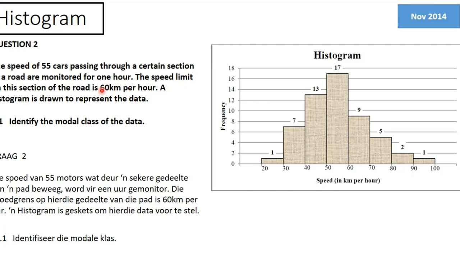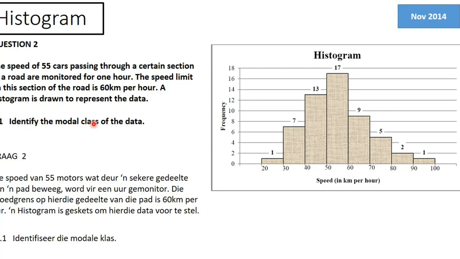This is the speed limit, which probably means that there's going to come a question later on about how many people are going to be getting speed tickets. You know, if there's a camera or a speed cop hiding behind the bushes because they are breaking the speed limit. But first, for one mark, the modal class.